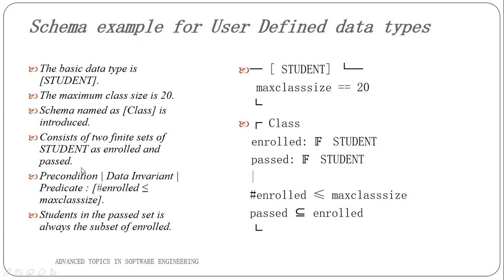It has a predicate: the number of enrolled students. This hash represents the cardinality. That is, the number of enrolled students should always be less than or equal to the max class size. The limit of the max class size is 20, which means I can only include 20 students in this particular class. And another finite set is passed, which should always be a subset of enrolled.